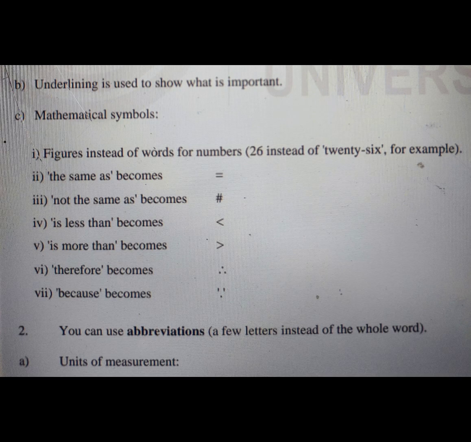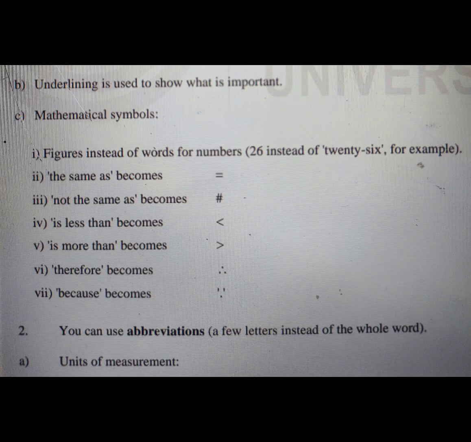C. Mathematical symbols. I. Figures instead of words for numbers, 26 instead of twenty-six, for example. II. The same as, becomes equals. III. Not the same as, becomes not equals. IV. Is less than, becomes less-than sign. V. Is more than, becomes greater-than sign. VI. Therefore, becomes the therefore symbol. VII. Because, becomes the because symbol.